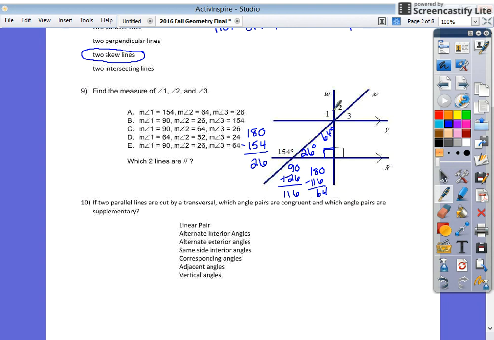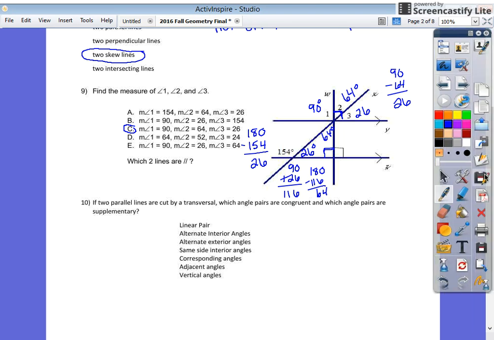Angle 1 is a right angle because these two lines are parallel. So angle 1 is 90 degrees. Angle 2 is vertical with our 64 degree angle. So it is also 64 degrees. Remember, vertical angles are congruent. And then these two angles are complementary. So to find angle 3, we need to subtract 64 from 90, and we get 26. So our correct answer on number 9 is C.